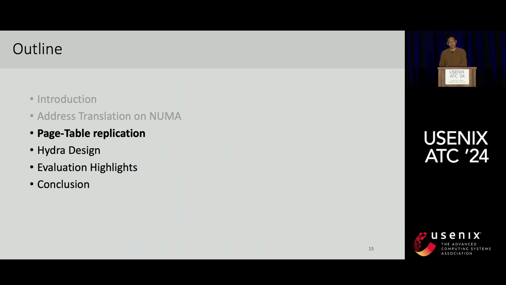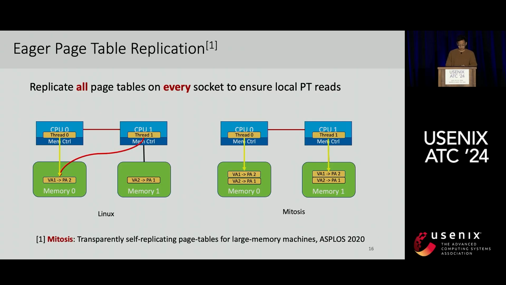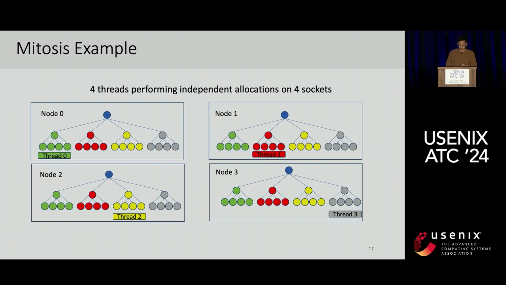The state-of-the-art solution, a page table replication method called Mitosis, has been proposed. Mitosis solves the problem of page table reads, and it replicates the page table on every socket, so every thread on every socket can access the page table by local memory access. However, it cannot solve the problem of page table updates and the TLB shootdown problem on NUMA systems.